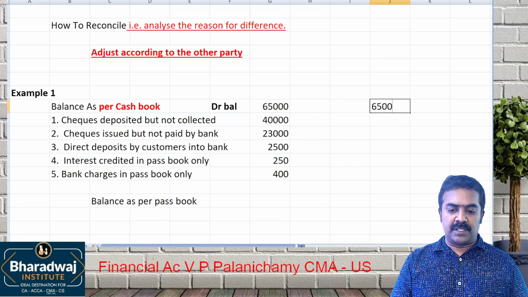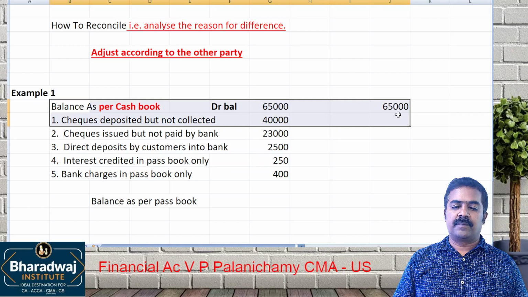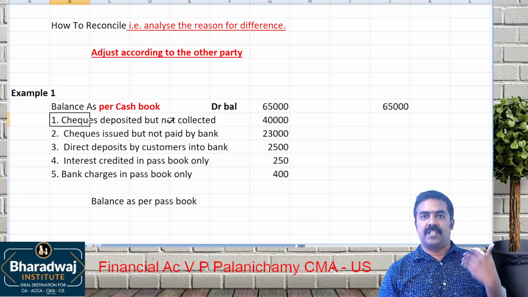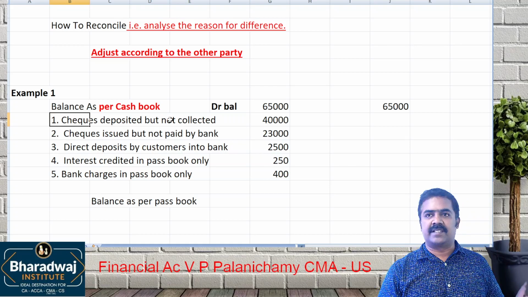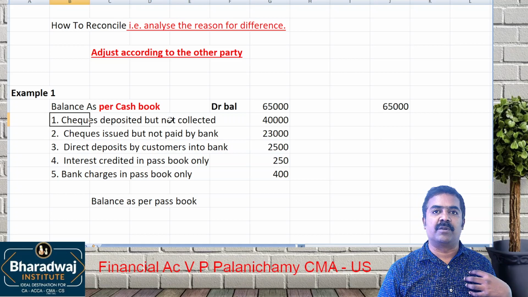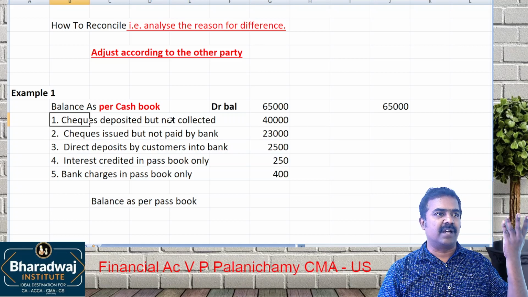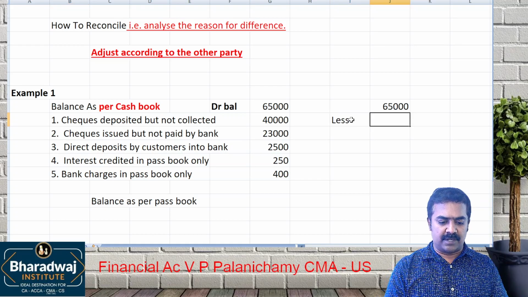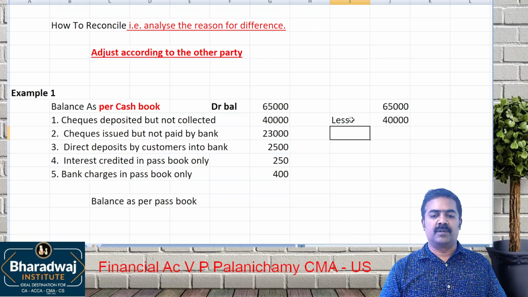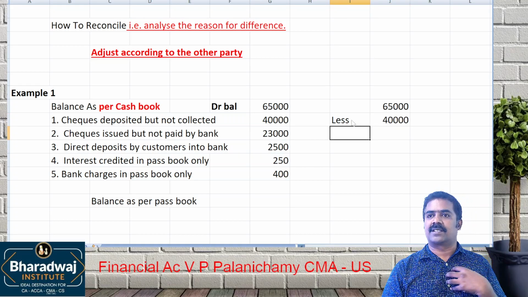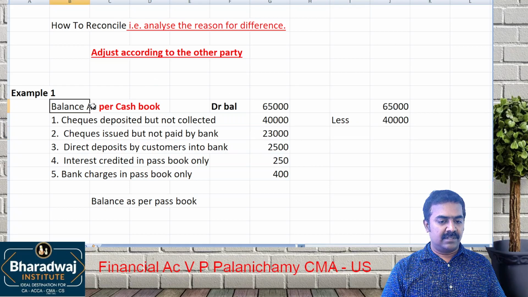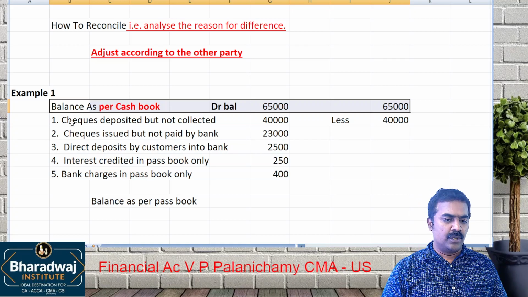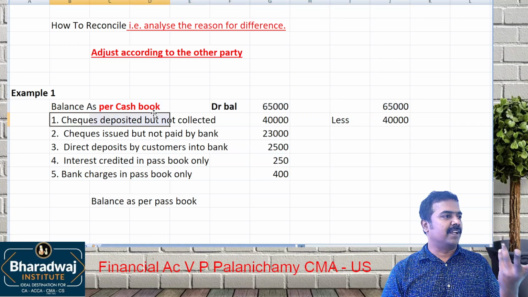So 65,000 is the balance as per which one? Cash book. Checks deposited but not collected means inflow checks. While depositing the check, what would you have done? You would have added. Whether the banker has added? No. What to do? Less 4,000. Banker has not added, but the customer has added. Who are we now? Customers, because we start with balance as per cash book. So we have added the deposited check, the bank has not added, what to do?